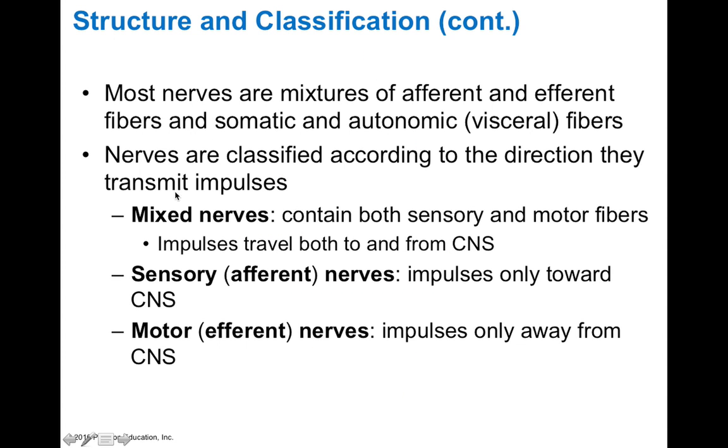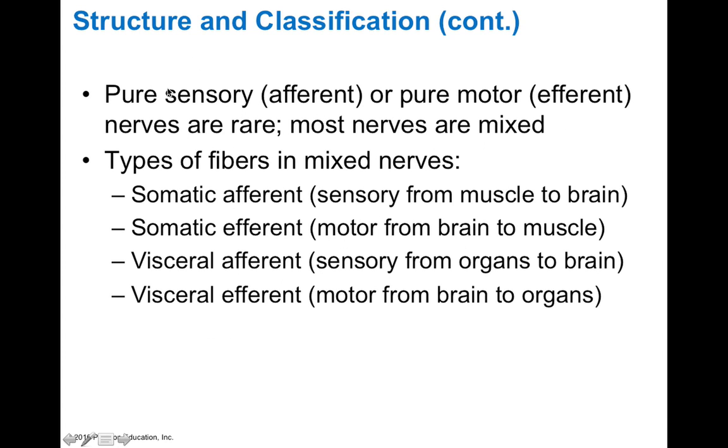Most of the nerves in the body are mixed. When we say these are mixed nerves, they contain both afferent and efferent axons, so they're carrying both sensory and motor information. There are some nerves in the body that are only sensory, or afferent, or only motor, or efferent. However, these are more common in the cranial nerves. Pure sensory afferent or pure motor efferent nerves are pretty rare because most nerves are mixed.